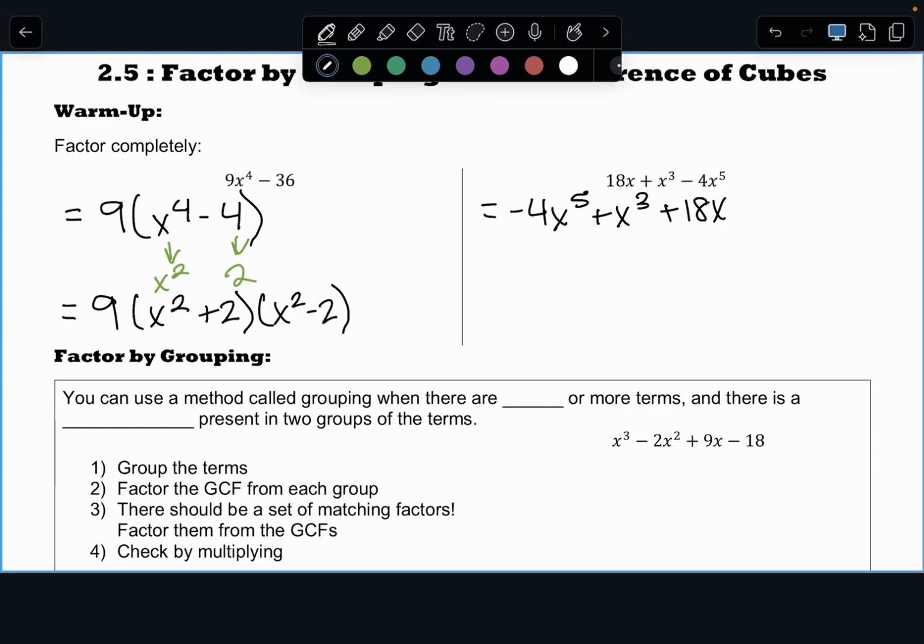First step to factoring anything, what should I do? GCF. What's my GCF here? X. Okay. If I pull just an x out, I'll be left with a negative 4x to the 4th as my first term. My recommendation is to always keep your first term, that leading coefficient, positive. So instead of pulling just an x out, I'm going to pull a negative x out just so I don't have to deal with the negative 4 right here, and I can change it to a positive 4.